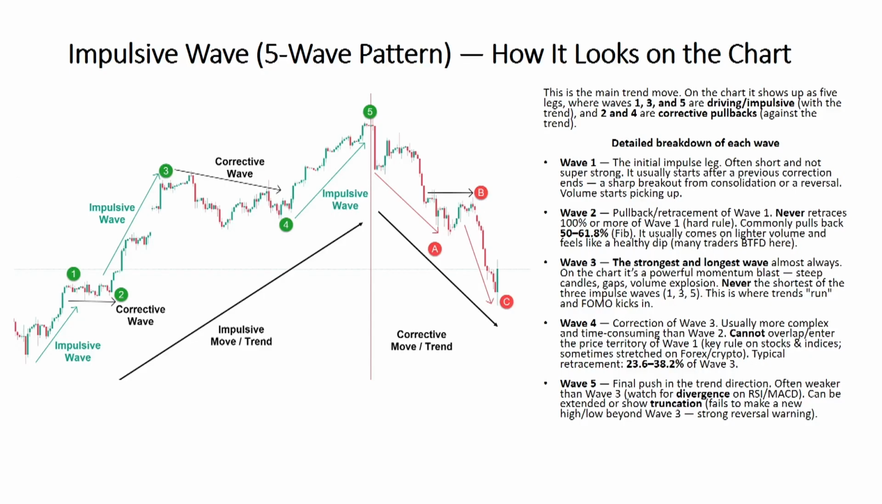Wave 3, this is the strongest wave, almost always. It's the most aggressive move on the chart. Strong momentum, large candles, volume expansion. Wave 3 can never be the shortest of the impulse waves. This is where trends really take off and where FOMO begins to kick in.